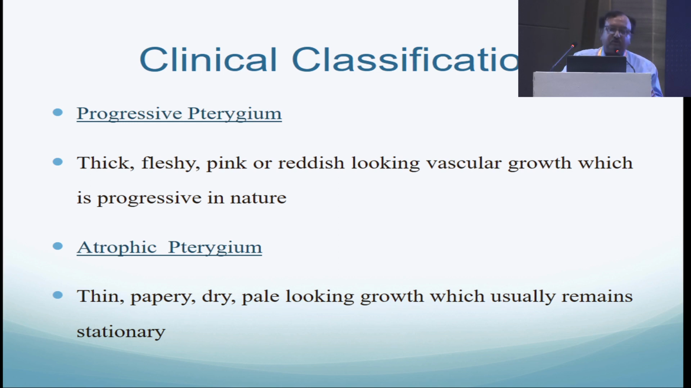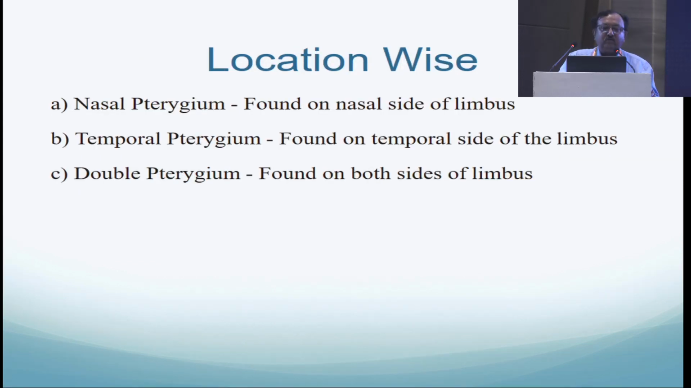Clinically, it can be progressive or atrophic. Progressive is a thick, fleshy, pink or reddish-looking vascular growth, which is progressive in nature. Atrophic is a thin, papery, dry, pale-looking growth, which usually remains stationary. Location-wise, it can be nasal, temporal, or double pterygium.